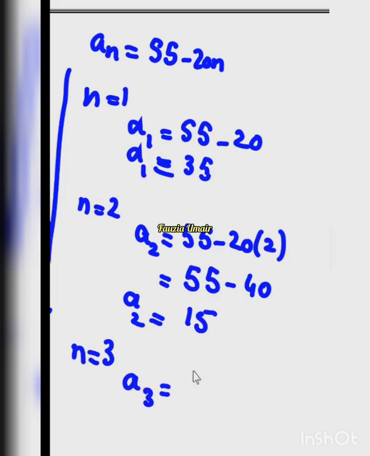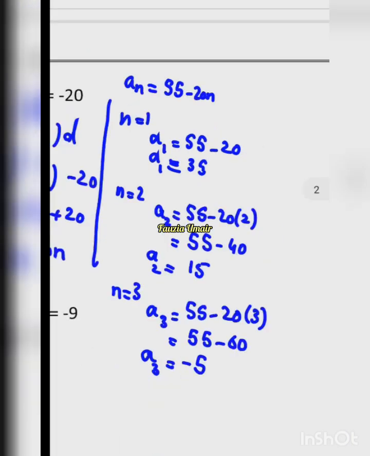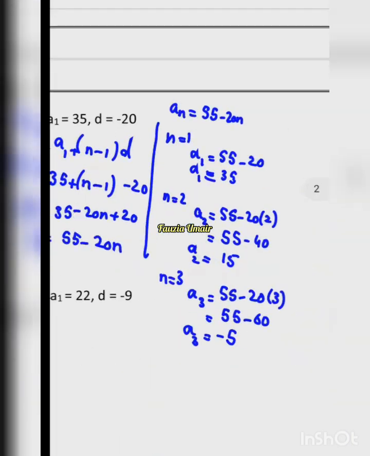A3 would be 55 minus 20 into 3. So it would be 55 minus 60. Hussain, what will be 55 minus 60? It would be minus 5. That's right, it is minus 5.